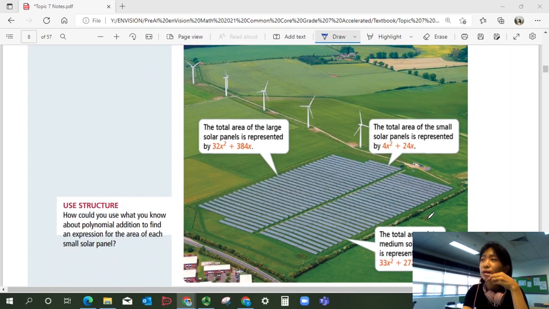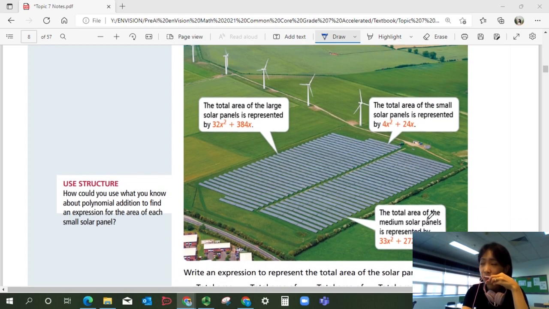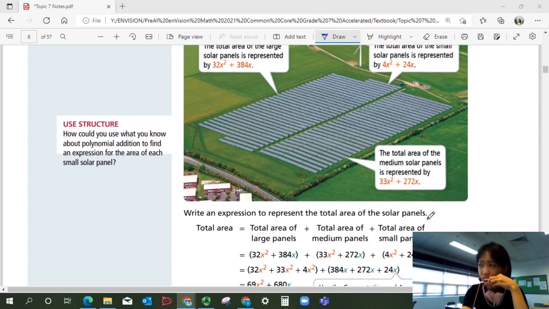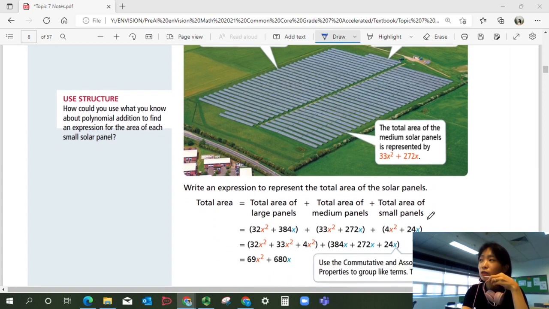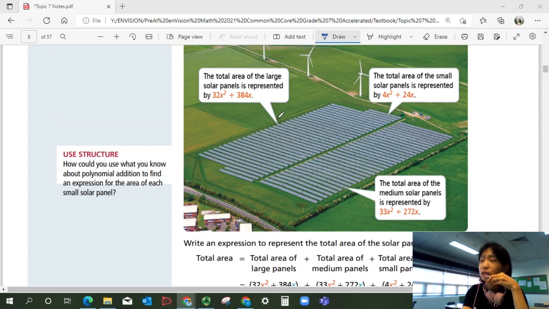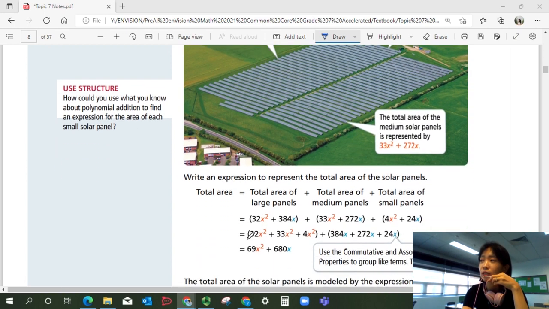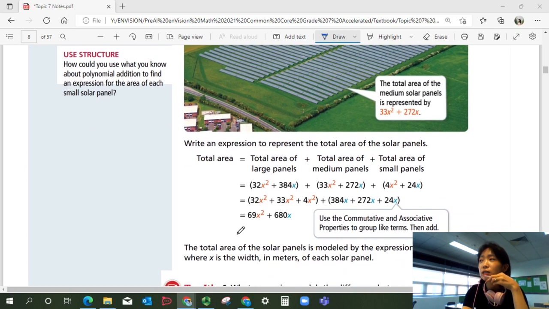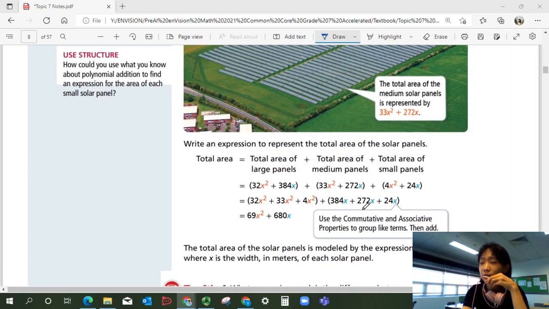You don't have to figure out the x yet, okay? Just write it in a polynomial, an expression. So you're just going to add all the expressions, right? Because the total area is all the areas added up together. So basically, you just add the polynomials, combine the like terms, and simplify, write that in standard form.